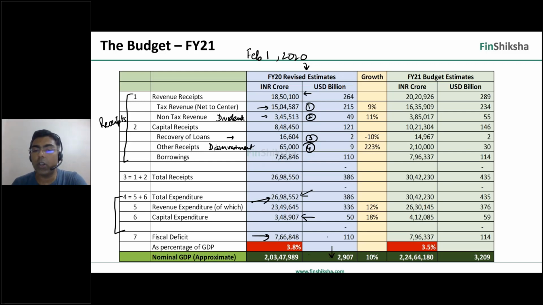When I convert it to $1 billion, $110 billion as a percentage of GDP, 3.8% was what was estimated last year. There was obviously a projection for FY21. I will leave that out for the time being. We will come back to that in a minute, right?